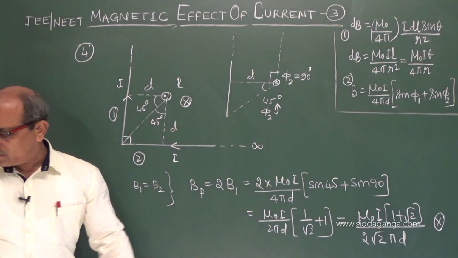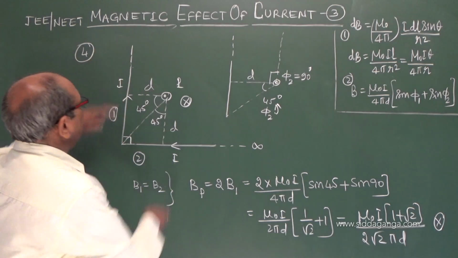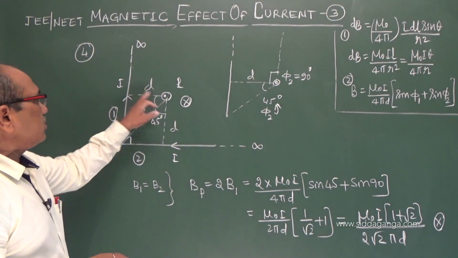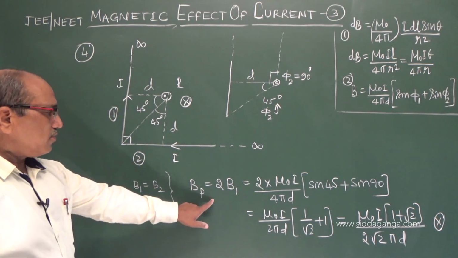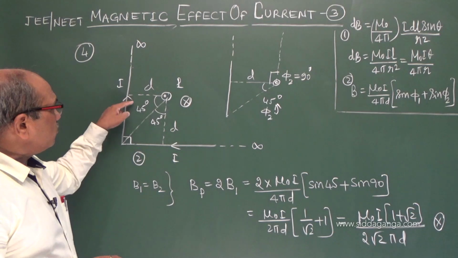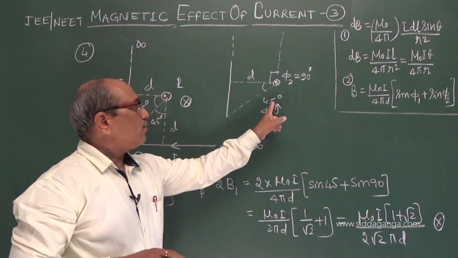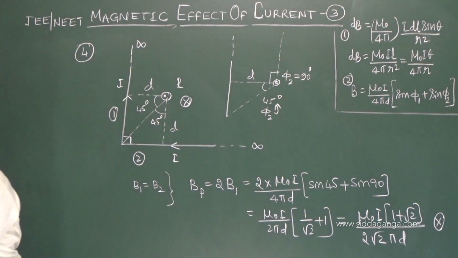So this is the answer we get in the case of an infinitely long wire running up to infinity: the field at a distance D perpendicular to the point. I hope you have followed. The factor 2 is taken because both fields have the same magnitude and the same direction, therefore we added them. How were 45 and 90 taken? I explained that. I think you followed it neatly. Let us come to the next question.